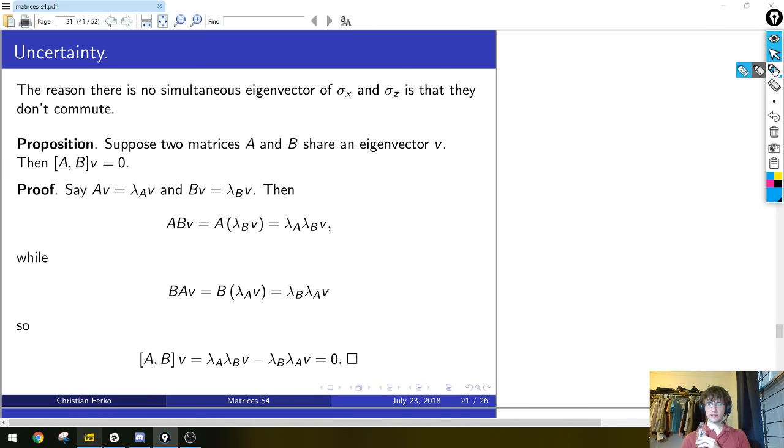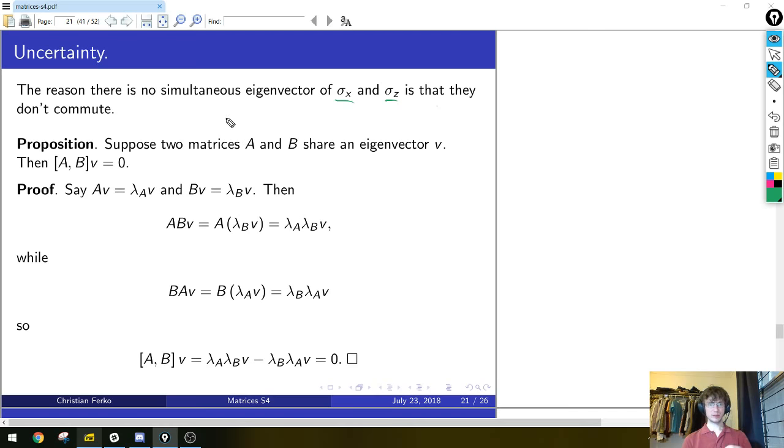Alright, so we're almost done. I would just like to make this slightly more mathematical. I claimed we can't simultaneously know color and hardness because these two matrices don't have simultaneous eigenvectors. You can't have a vector which is simultaneously an eigenvector of sigma x and sigma z. I'd like to connect that to something we saw in session 1 with the commutator. The reason there's no eigenvector of both matrices at the same time is because they don't commute. And the reason for that is the following proposition.